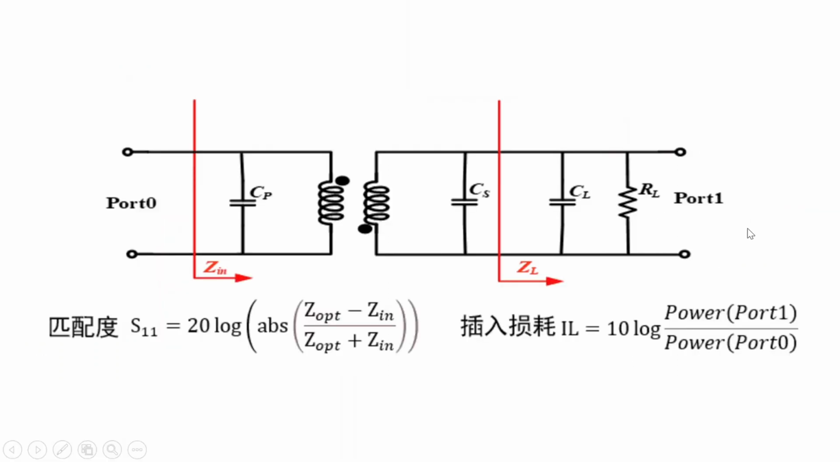This is the structure of matching network that we use here. It contains a transformer and two parallel capacitors. The equations denoting S11 and insertion loss are shown below.